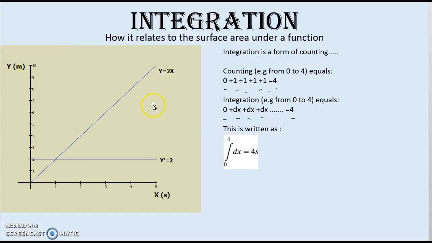This can be written as follows, right? 0 to 4 as my integration interval, the steps I take, and then in this case I will get a value of 4 seconds. Alright.